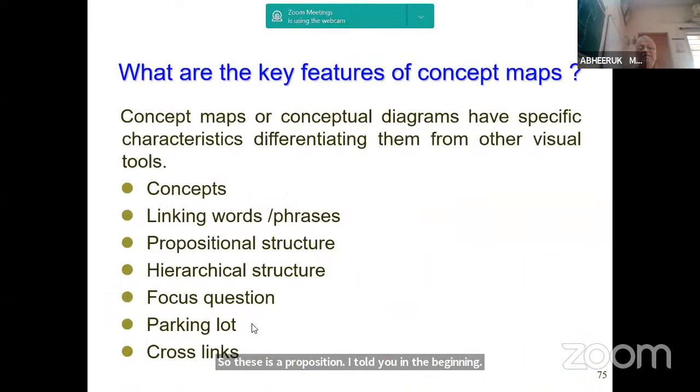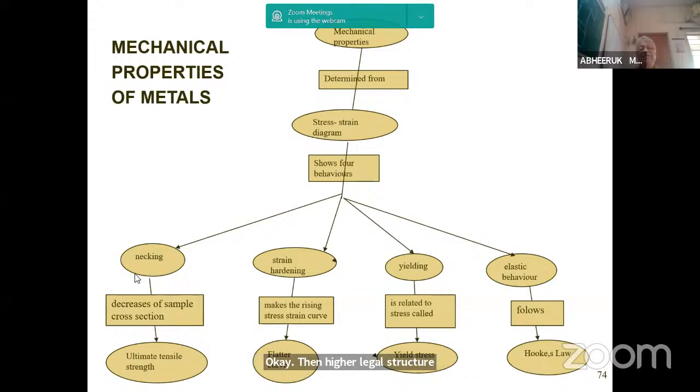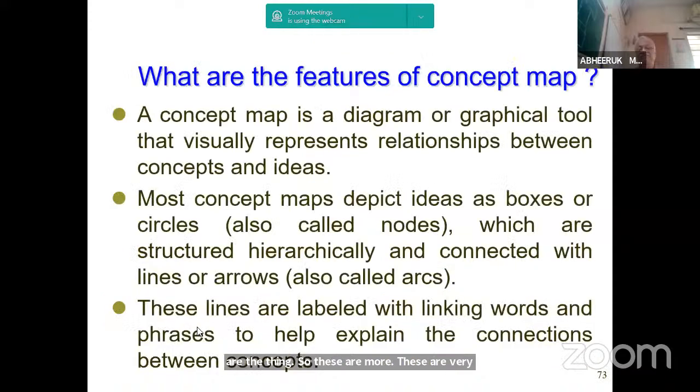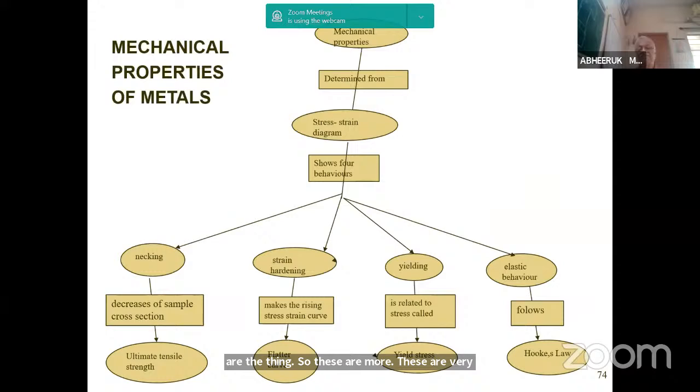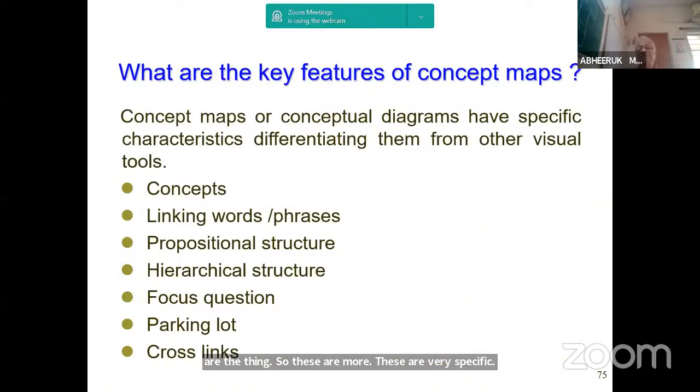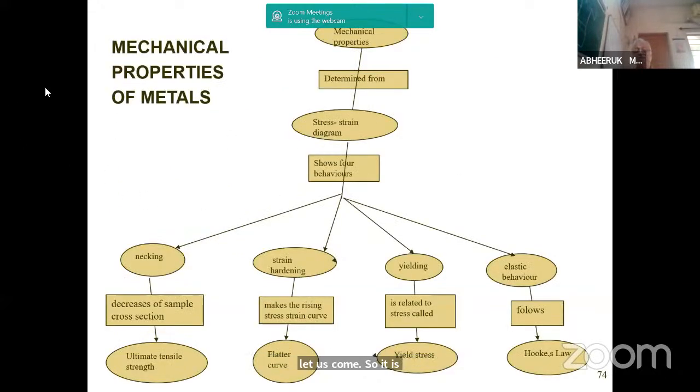Then hierarchical structure, hierarchy. These concepts are properties, stress strain diagram. Then under that, these are the things. So these are more general concepts. These are very specific. The tree structure. Focus question, parking lot. Now let us come. So this concept map is okay.